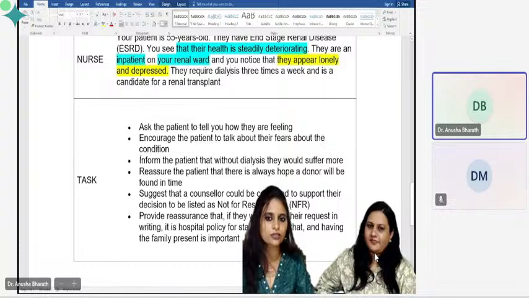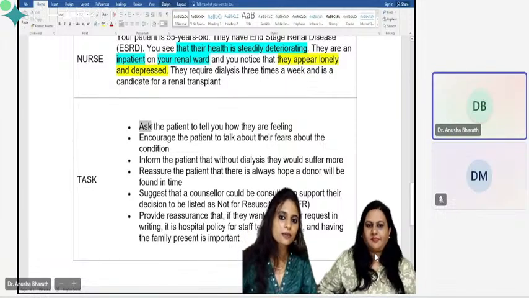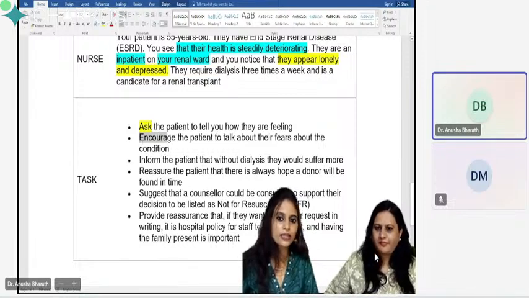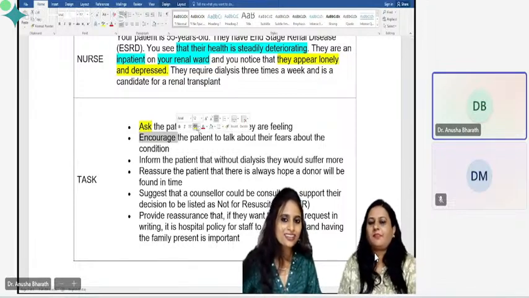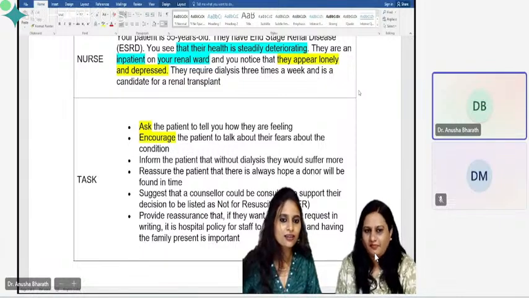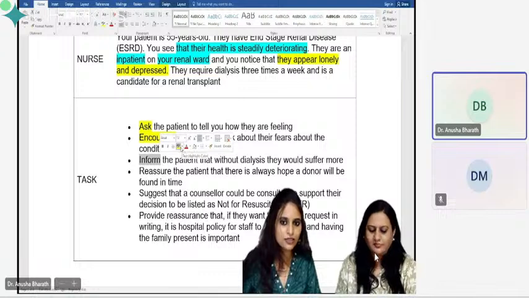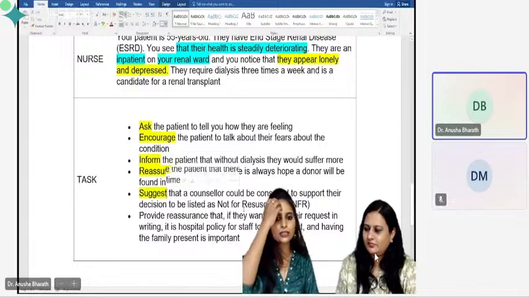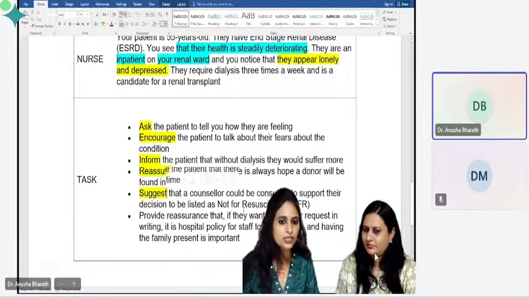So let us look at the task verbs now. Ask the patient to tell you how they are feeling. Encourage the patient to talk about their fears about the condition. Next, inform the patient that without dialysis, they will suffer more. Reassure the patient that there is always hope. A donor will be found in time. Suggest that a counselor be consulted to support their decision to be listed as not for resuscitation, NFR.